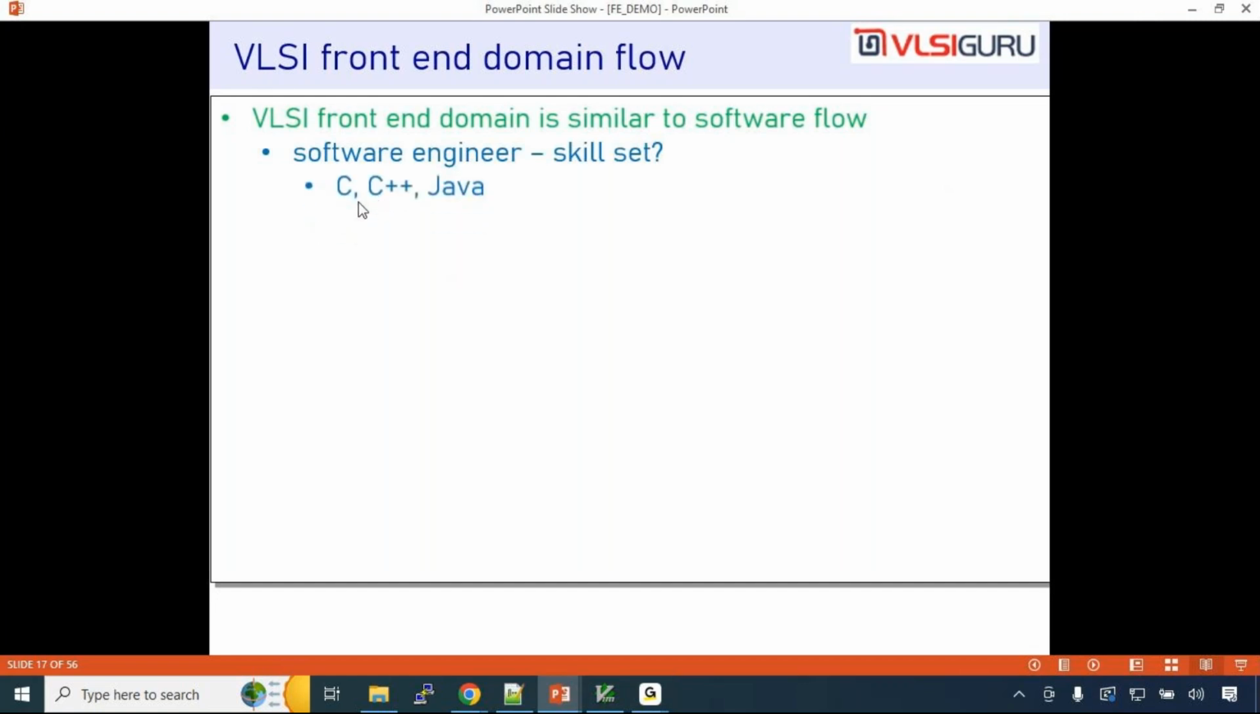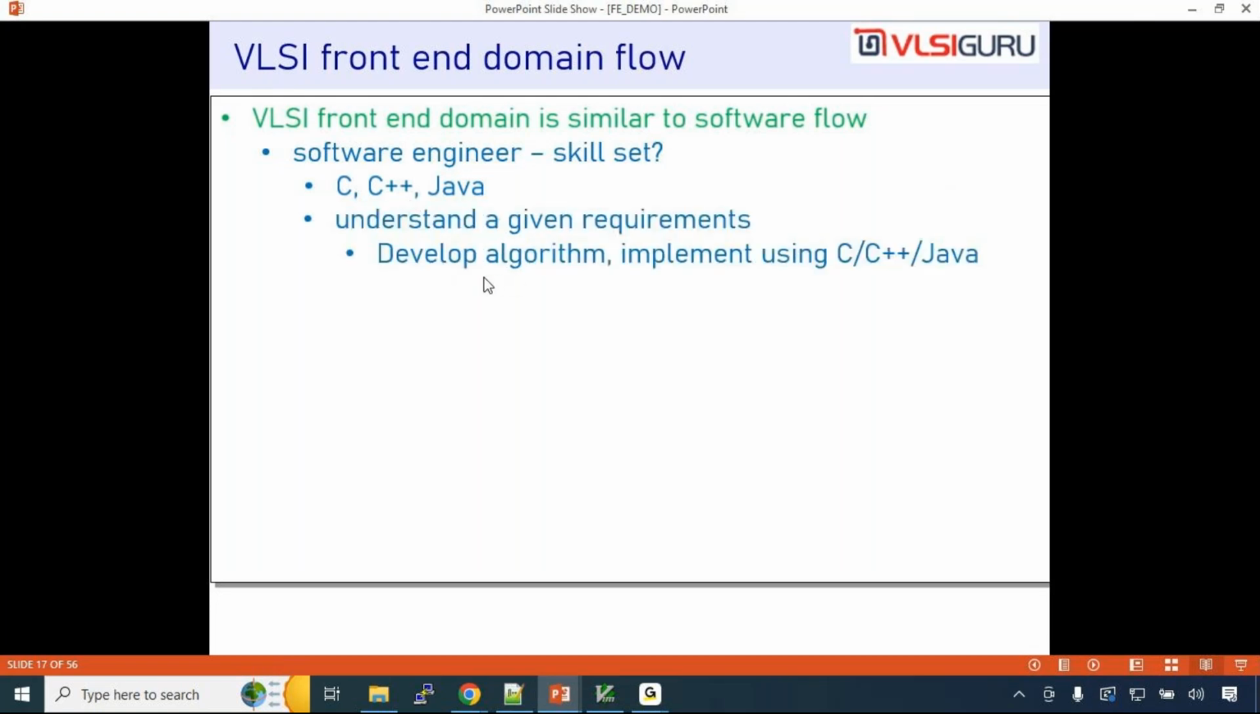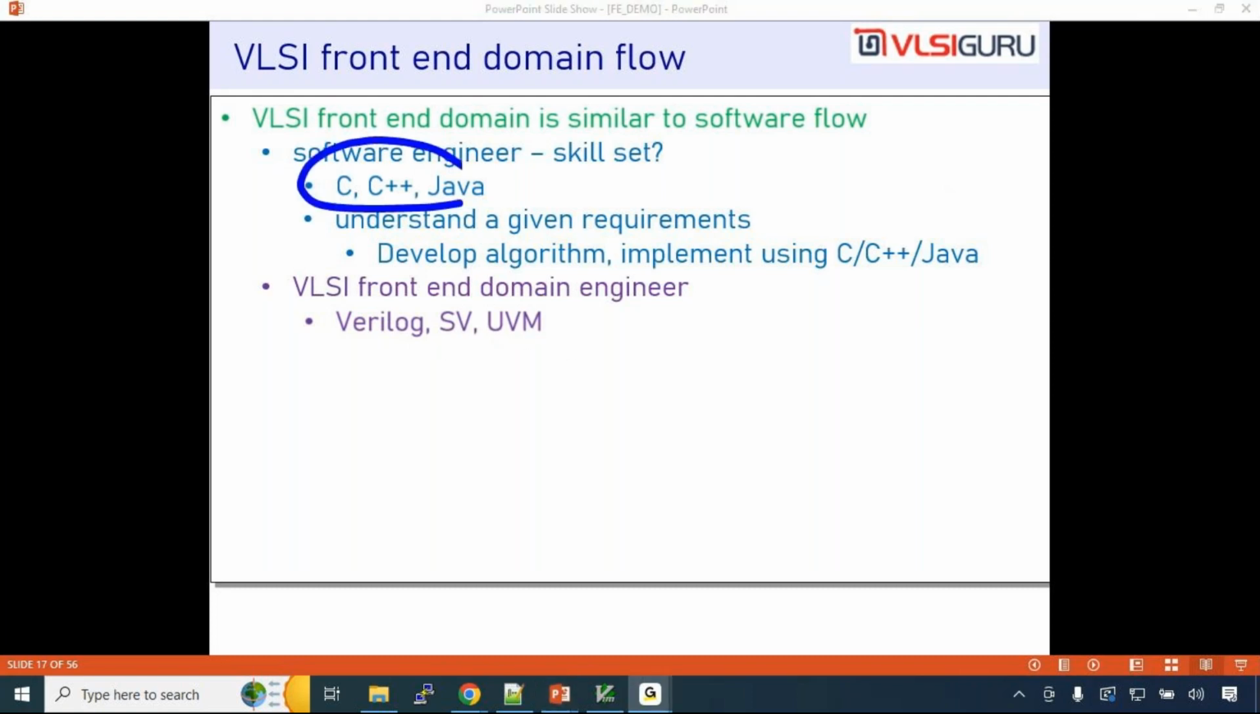He should be good with programming like C, C++, Java. They should be good at understanding the requirements, develop the algorithms, and implement using these languages. Similarly, for a front-end domain engineer, what is the skill set? Like C, there is Verilog. Like C++, SystemVerilog. Like Java, UVM. Like a software engineer learns these languages, a front-end domain engineer learns these languages.